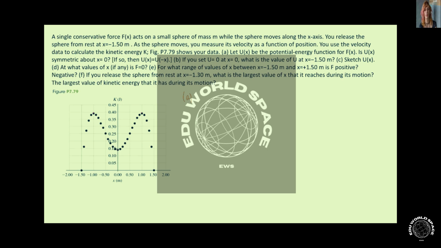Well, to answer that, the first thing we need to consider is that we're going to assume energy is conserved, which means we're going to assume that K plus U equals a constant value. And given that, since K is symmetric about x equals 0, U will be as well.